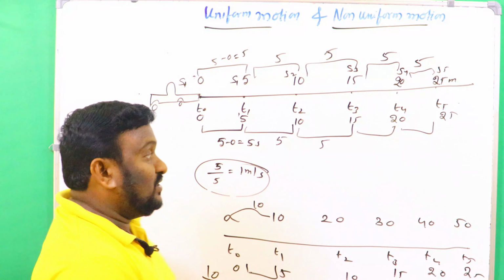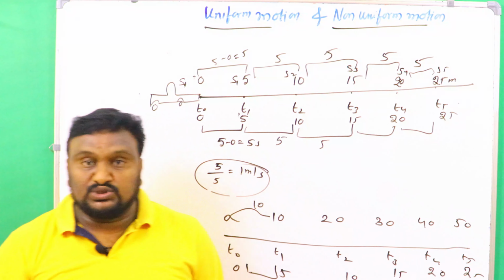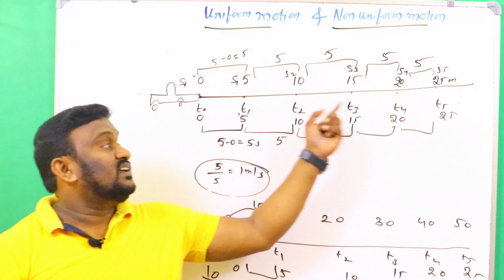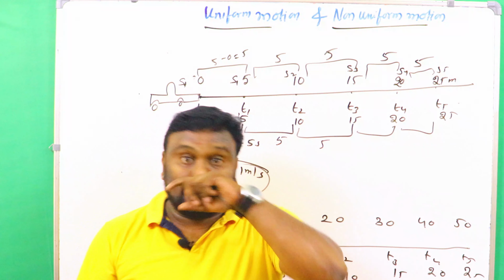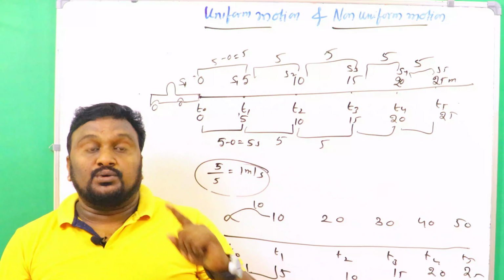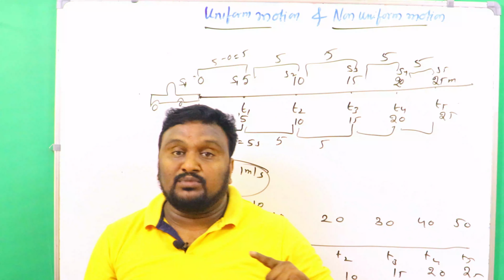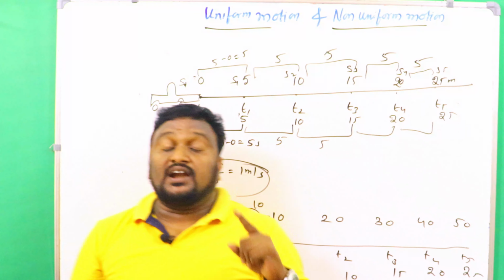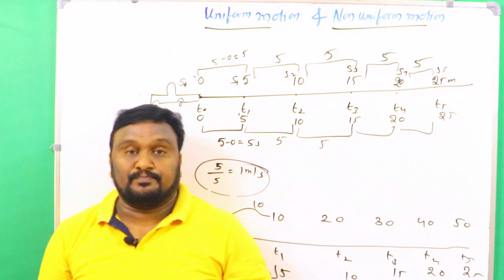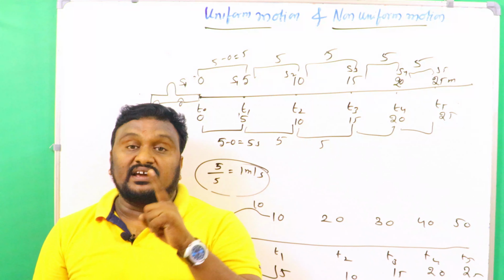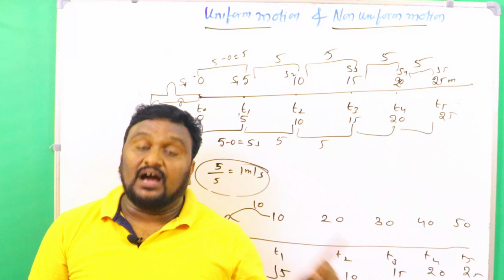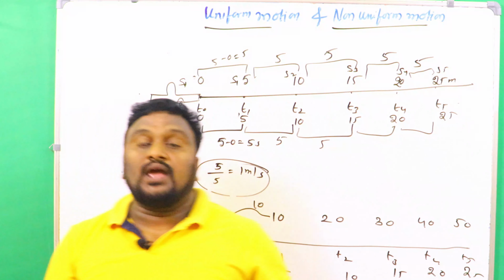So this is simply about uniform motion. If the body covers equal distances in equal intervals of time, clear? So dear students, in case of uniform motion, average speed and instantaneous speed both are the same. Clear? In case of uniform motion, instantaneous speed and average speed both are equal. You have to remember that.